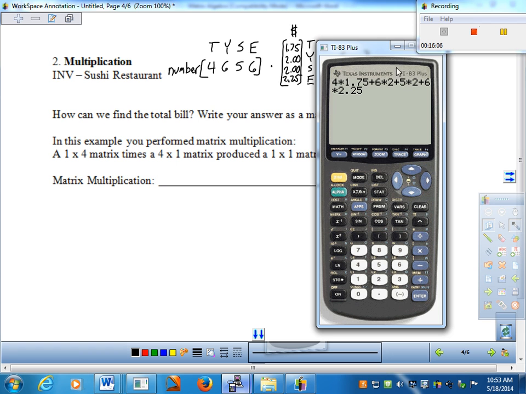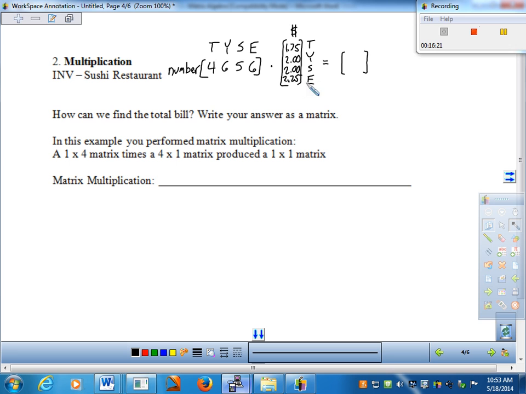So it's kind of a combination of multiplication and addition that will allow me to get the answer, and it looks like 42.50 is the case. All right, one number, 42.5. I'm going to just do 42.5 right in there, and that's looking good. Okay, so we check this off. How can we find the total bill? We talked about that. Write your answer as a matrix. There's your little one by one.